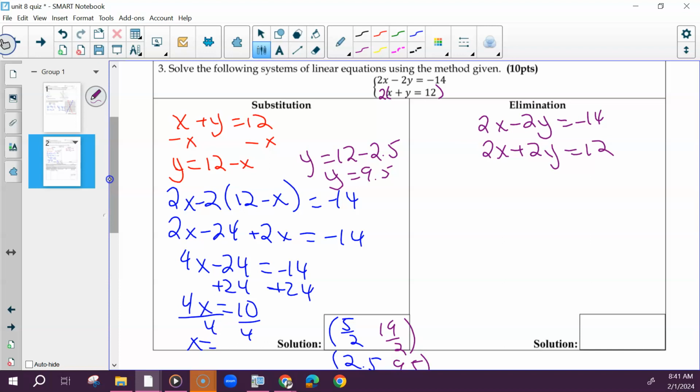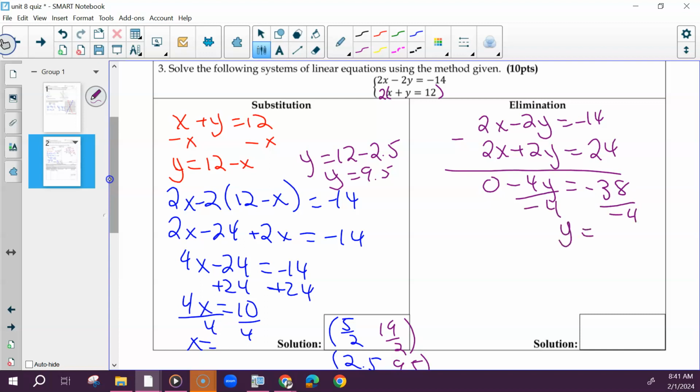Some of us, when we brought this one down, changed it to a minus instead of a plus. So be careful that you're not doing that, because that is also how you would have gotten no solution. So here, if I were eliminating the x's, I could subtract. These would become 0. -2 minus 2 would be -4y. -14 minus 24 would be -38. So that y would be 9.5.